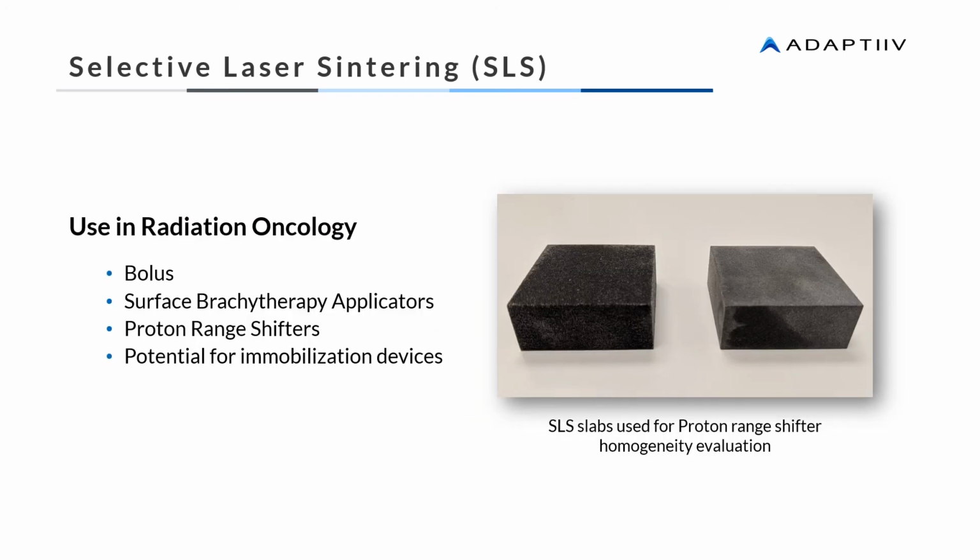SLS printing has huge potential for the RT industry. Application for bolus and surface brachytherapy applicators is yet to be investigated, but there is potential to obtain a comparable print quality to the aforementioned technologies. In addition, proton range shifters are an option, as is the potential for immobilization accessories. Research in this area will likely increase as this technology becomes more mainstream in the industry.